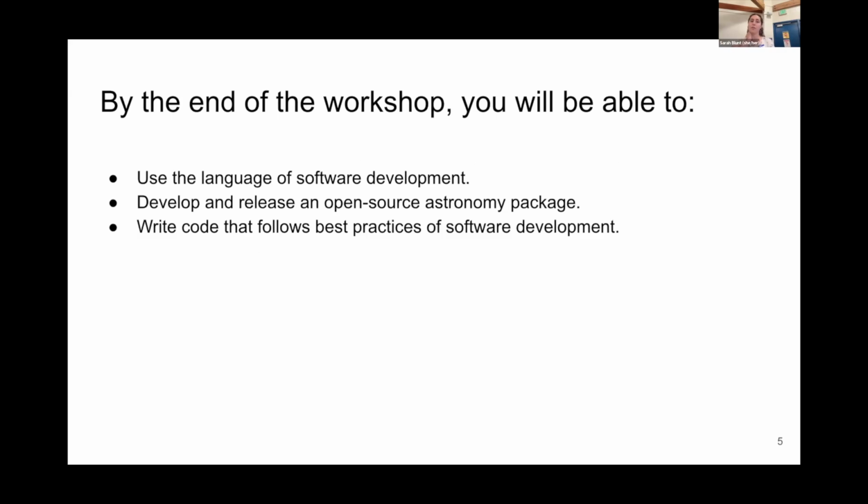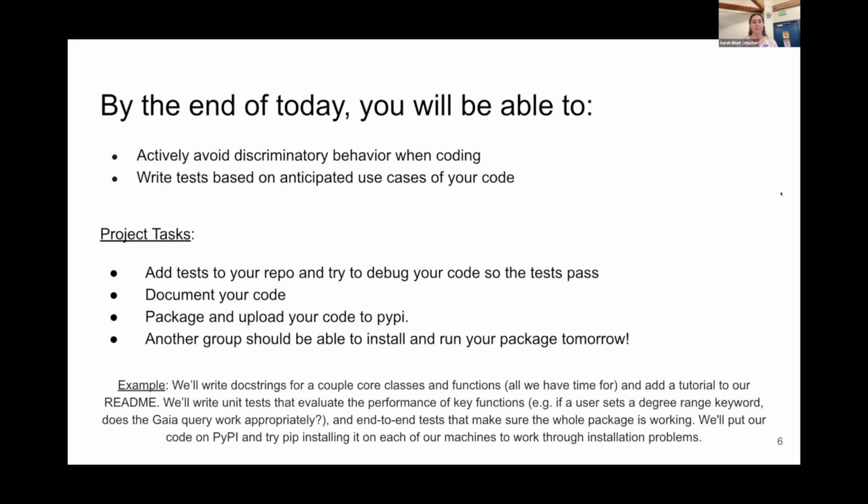So just to remind you about the overall goals of the workshop, by the end of the workshop, you'll be able to use the language of software development, develop and release an open source astronomy package, and write code that follows best practices of software development. Today specifically, you're going to be able to actively avoid discriminatory behavior when coding, and then write tests based on anticipated use cases of your code.